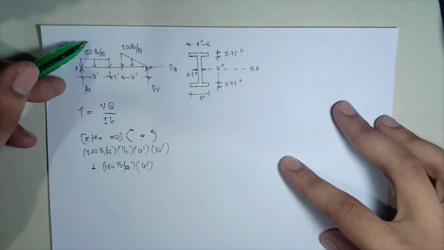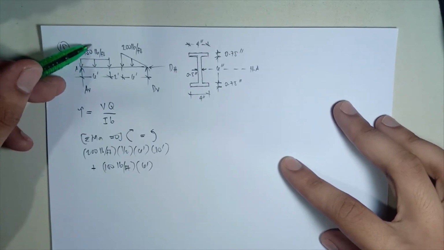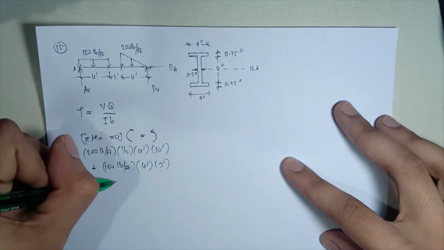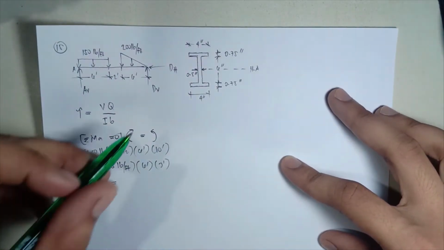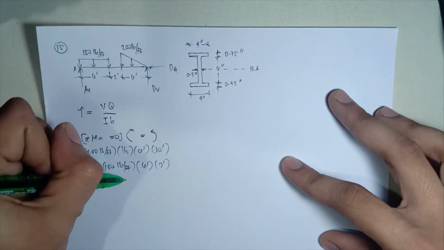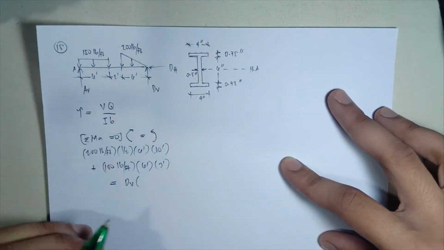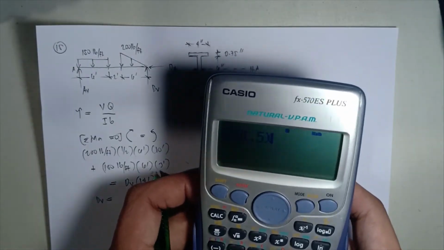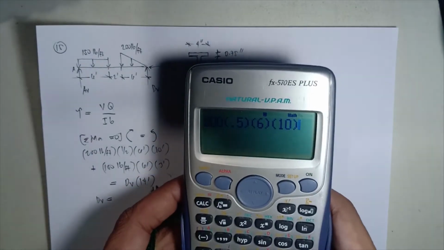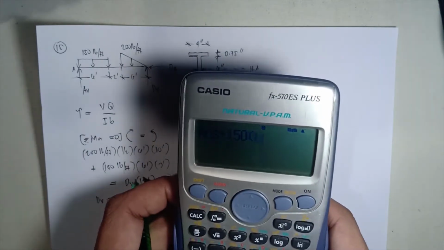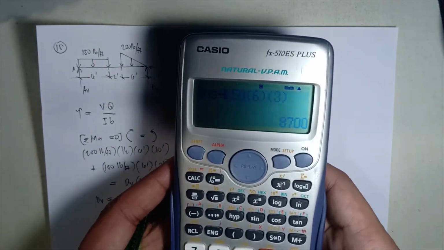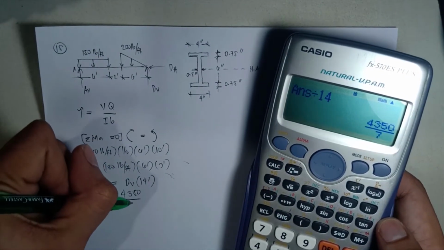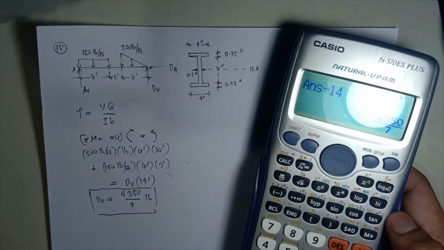Yung location ng concentrated load niya is nasa centroid ng area. So nakalocate 3 feet from the point A. So times 3 equals, yung mag-create ng counterclockwise is dB times this moment arm. So dB times 6 plus 6 plus 2, so 14 feet. So dB is now 4,350 over 7 pounds. This is the value of dB.